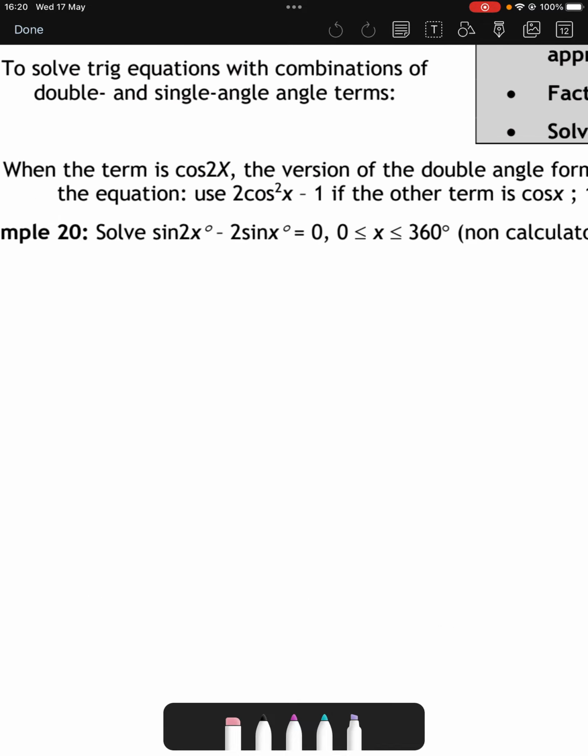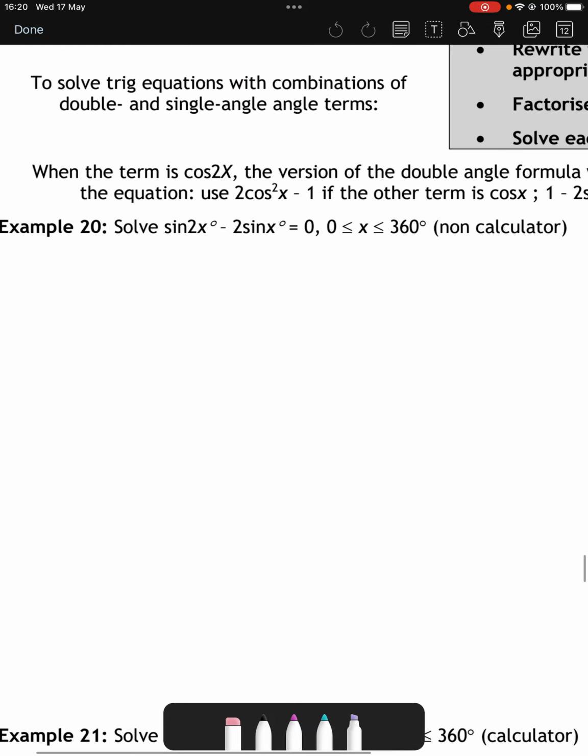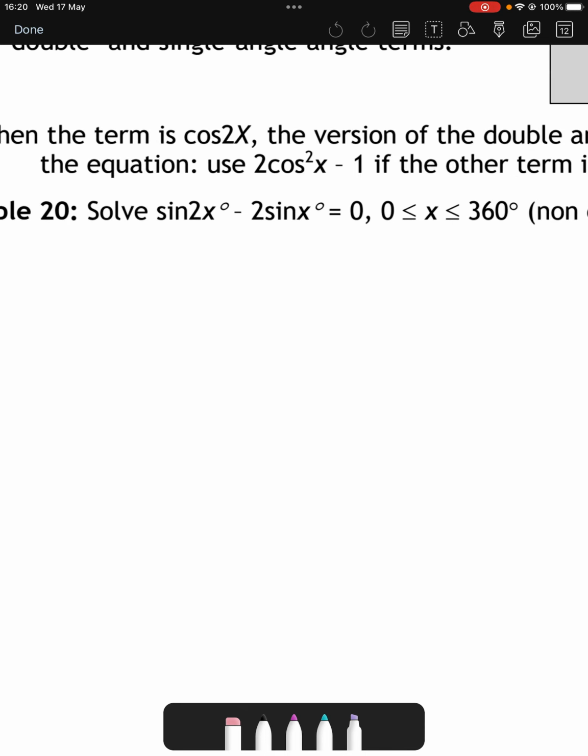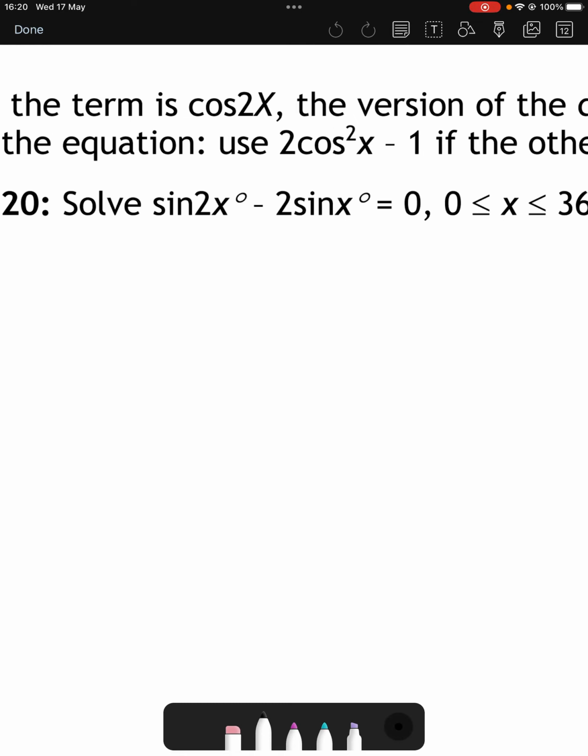Now when we solve something like this, what we're looking to do is tie into our formula sheet and use the fact that we know what sine 2x and cos 2x are. So this one is sine 2x minus 2 sine x equals 0. The only thing we know is that sine 2x is 2 sine x cos x, minus that.